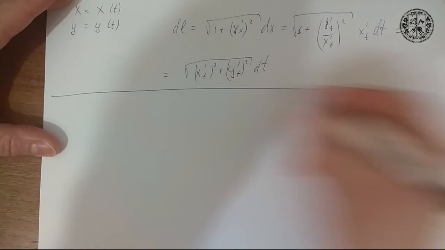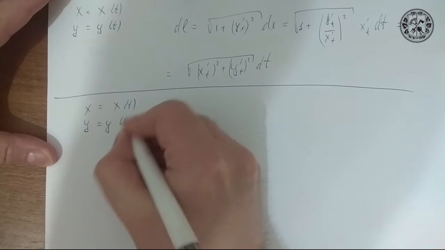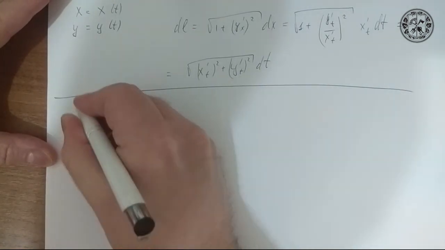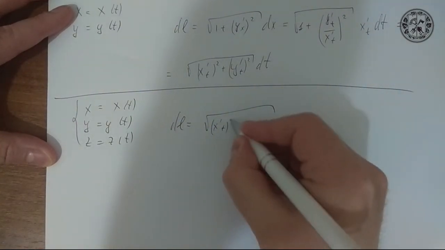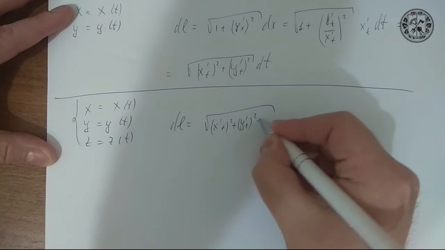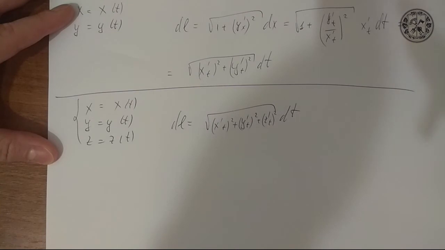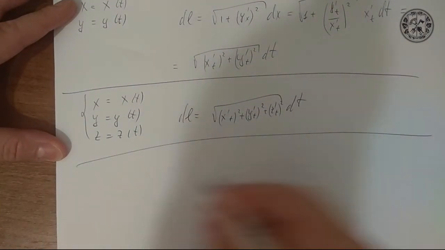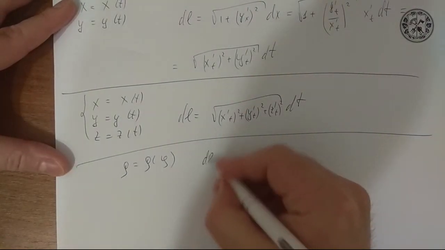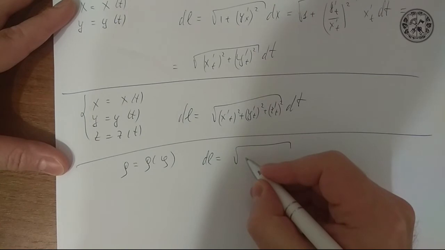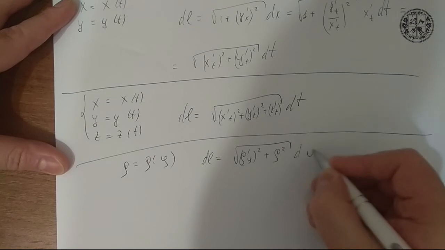If we have a three-dimensional parametric curve, x equals x of t, y equals y of t, z equals z of t, then we'll just get square root of x prime of t square plus y prime of t square plus z prime of t square dt. If we have polar coordinates rho equals rho of phi, we will get dl as square root of rho prime of phi square plus rho square d phi.